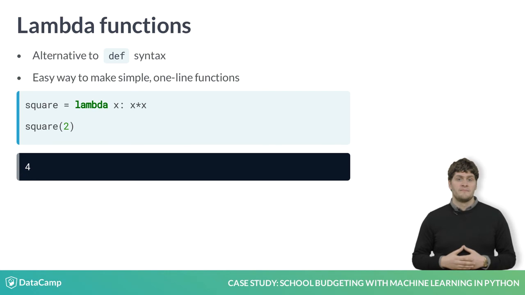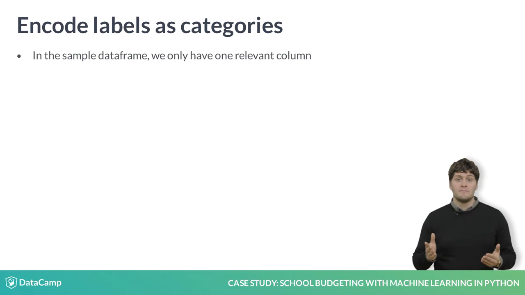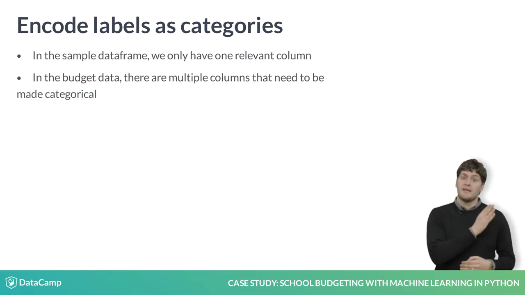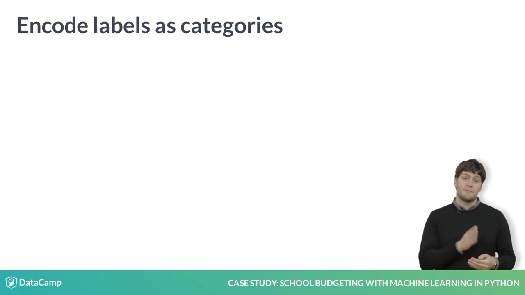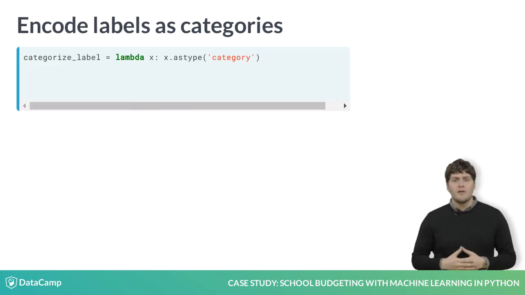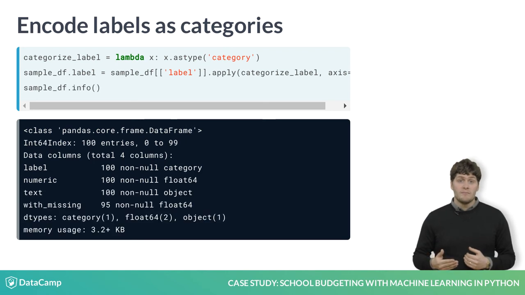In the sample data frame, we only have one relevant column called label. But you'll remember from looking at the budget data that there are multiple columns we want to make categorical. To make multiple columns into categories, we need to apply the function to each column separately. We will use a small Lambda function to convert each column to a category. We then use the apply method on a pandas data frame to apply this function to each of the relevant columns, separately by passing the parameter axis equals 0.